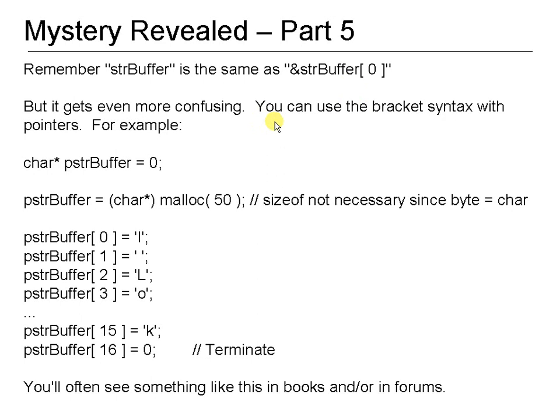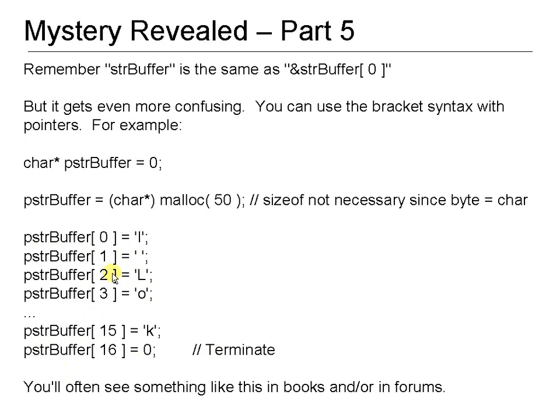But it gets even more confusing. You can use the bracket syntax with pointers. Oh, okay, so this is going to hurt. So I declare a char pointer, pstr buffer, and I always initialize my variables to zero, even pointers. Then I use malloc, and I allocate a string of size 50, and I do an explicit cast to char pointer. Now the sizeof operator is not necessary because a character is one byte. And I'm going to use, notice, the bracket syntax on a pointer. Oh yeah. So the pointer spot 0 is equal to I, and the pointer spot 1 is equal to space, and then L-O-V, so I was spelling I love Star Trek. And then finally I terminate it.